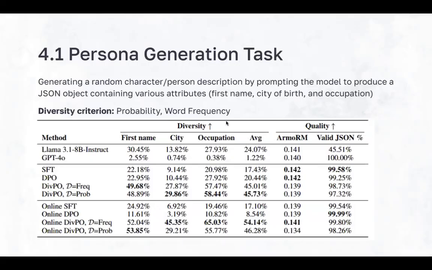So let's see the experiments and results of the method. First is the persona generation task, which means we generate a random character persona description by prompting the model to produce a JSON object containing various attributes like first name, city of birth, and occupation. We use model probability and word frequency as diversity criteria.